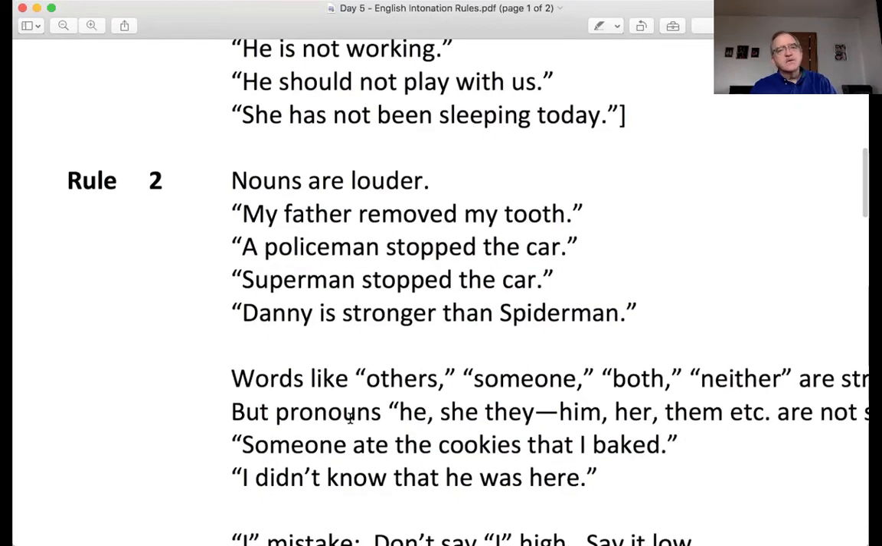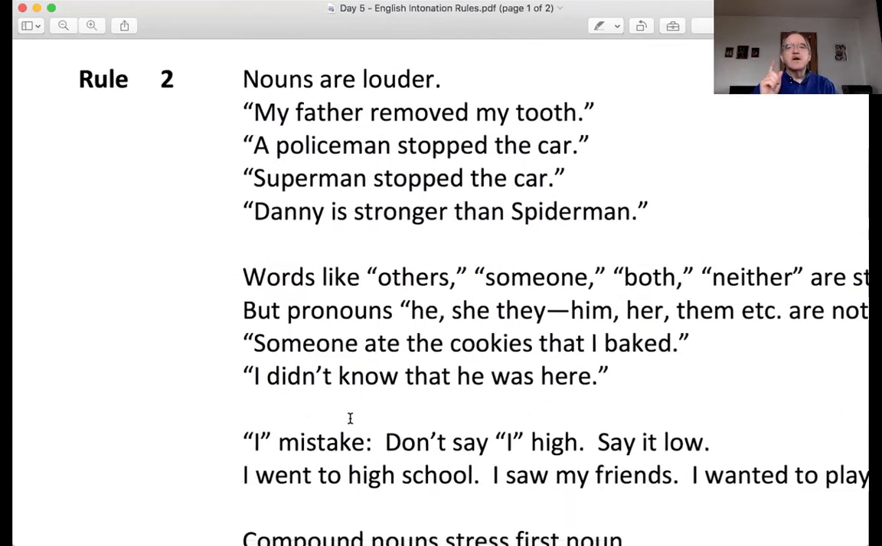All right, that's rule one. Rule two, nouns are louder. Okay, rule one, verbs are loud. But rule two, nouns are louder than verbs. My father removed my tooth. Okay, notice how I'm saying this. My is very low. Father is high. Removed is medium. My, low. Tooth, very high. So the two highest are the nouns, the father and the tooth. Those are the highest. The next highest is removed because that's a verb. It's a little high. And my are not. So my father removed my tooth.